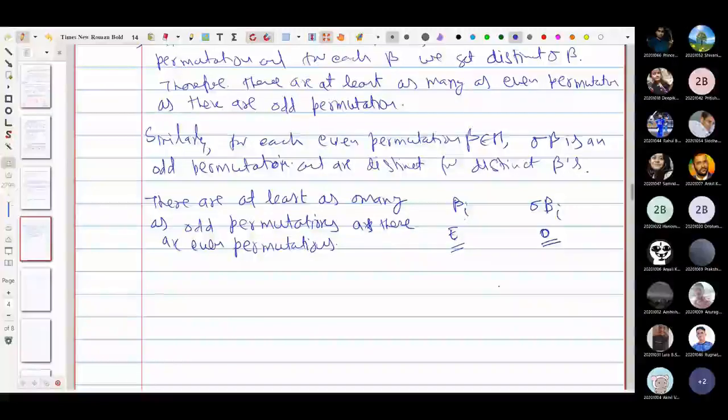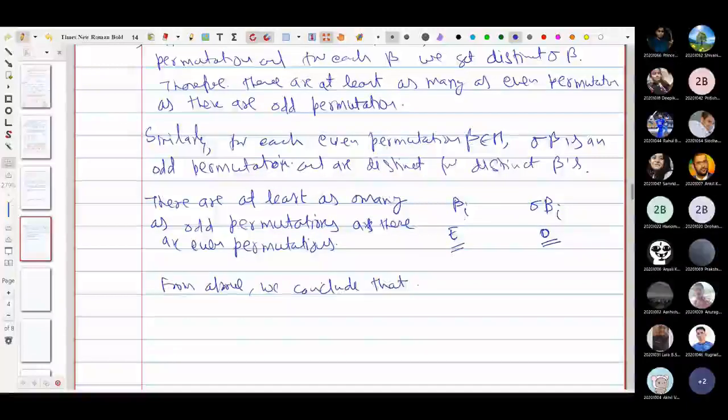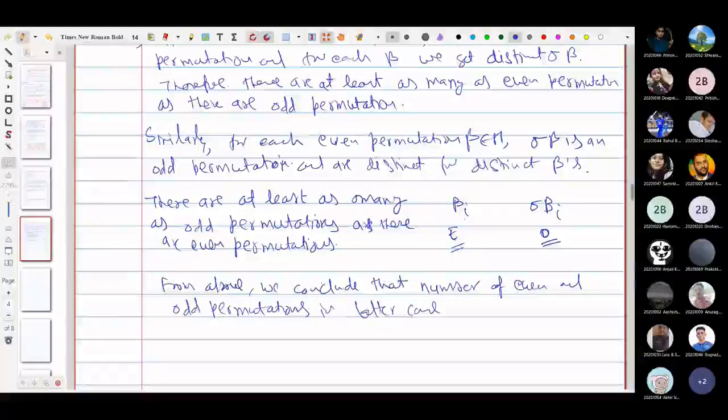Fine. So in one case we proved that there are at least that many even permutations, and in the other case we proved there are at least that many odd permutations. Fine. So from the above we conclude that the number of even and odd permutations in the latter case, I mean to say when all permutations are not even, are the same. Fine. So this proves the result.